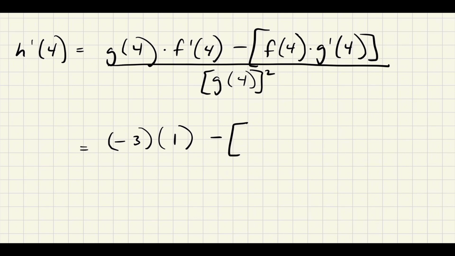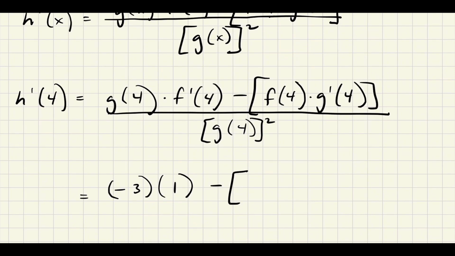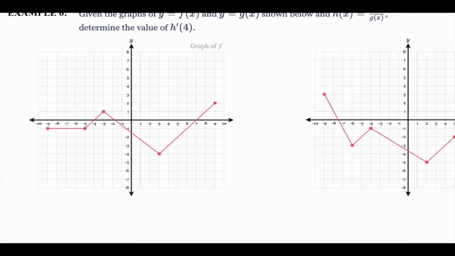Okay, so the next thing is f of 4. That's the y value. When 4 is x, what is y? So let's go back to that same graph. Here's 4. The y value is -3. So f of 4 is -3.